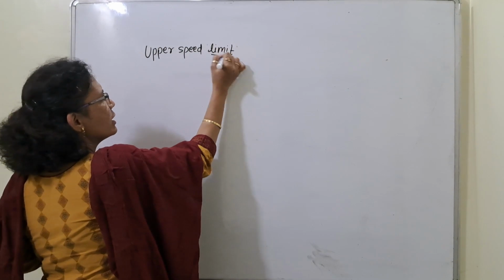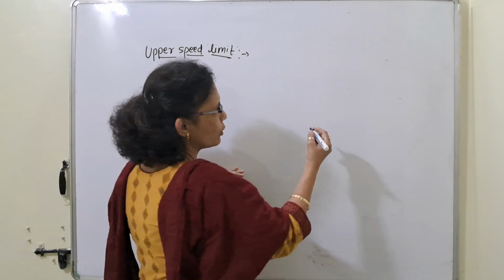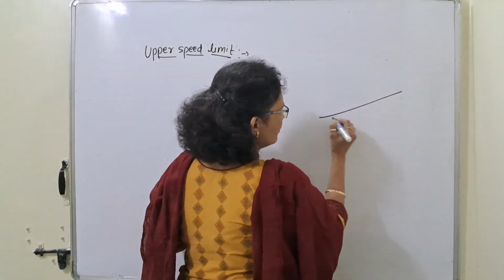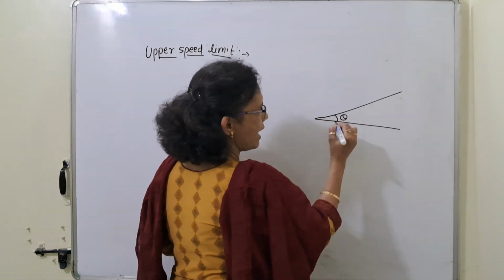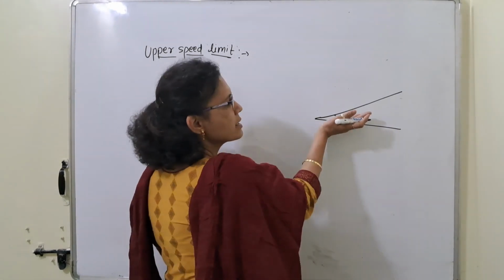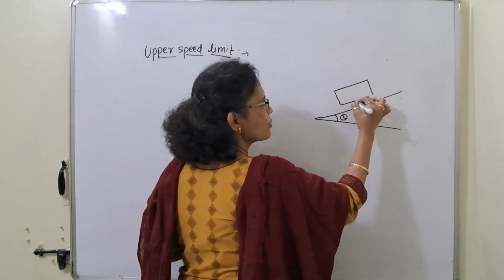For this also we are going to consider a vehicle moving along a banked road. Again we will draw one diagram for this. Let this be the angle of banking theta. This is the inclined road, and on this road the vehicle is moving.